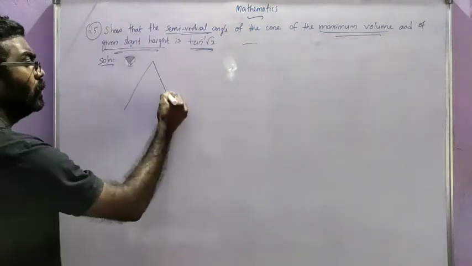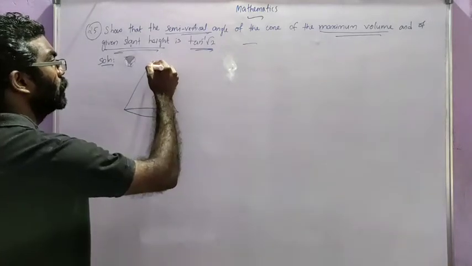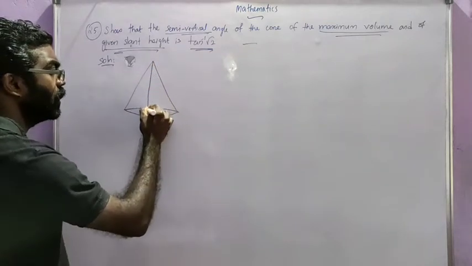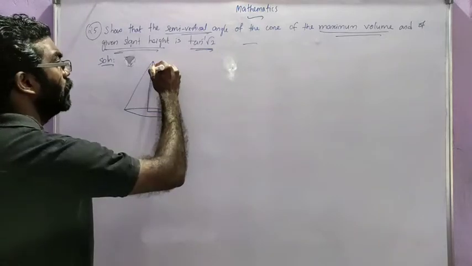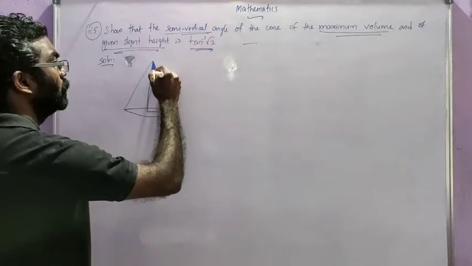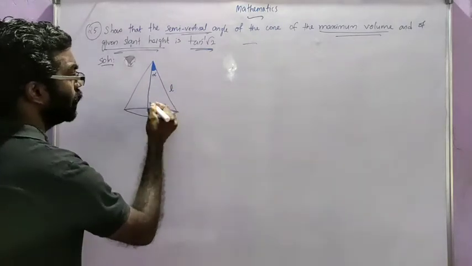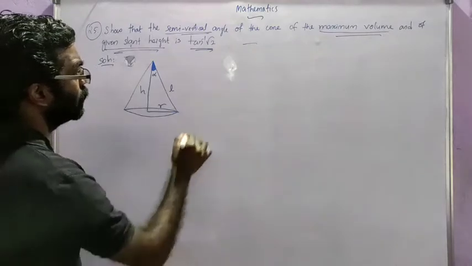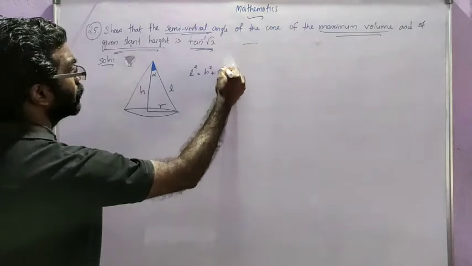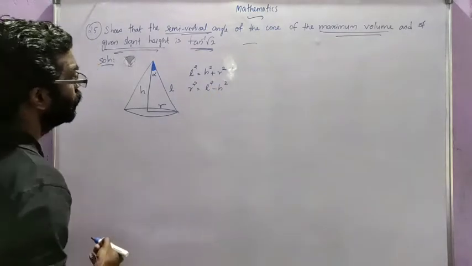So consider a cone. This angle is known as the vertical angle, and half of this one is known as the semi-vertical angle. So this is called the semi-vertical angle. Let it be alpha. Then L be the slant height, R be the radius, and H be the height. And we know L square is equal to H square plus R square. From this we can write R square is equal to L square minus H square.